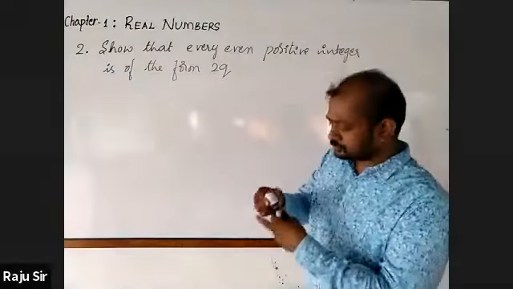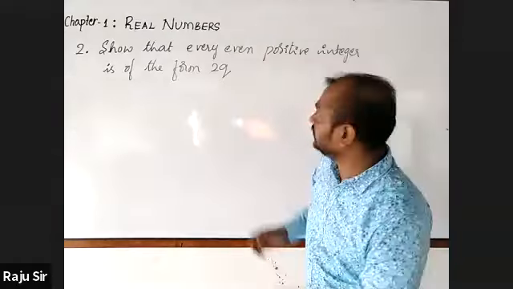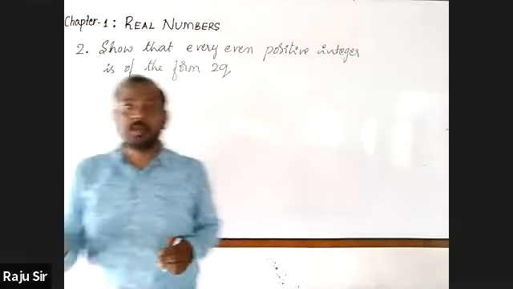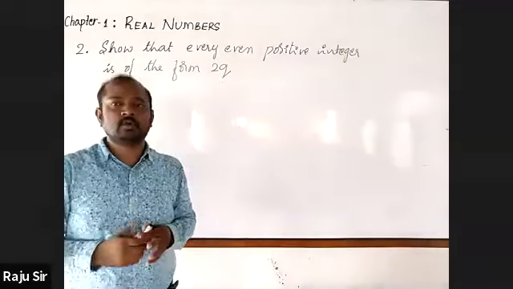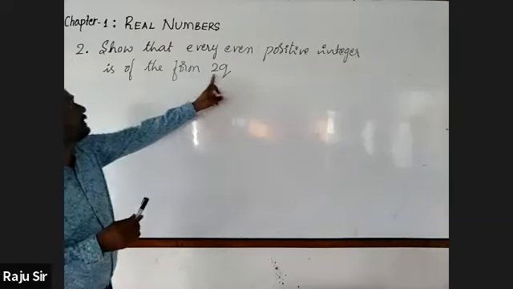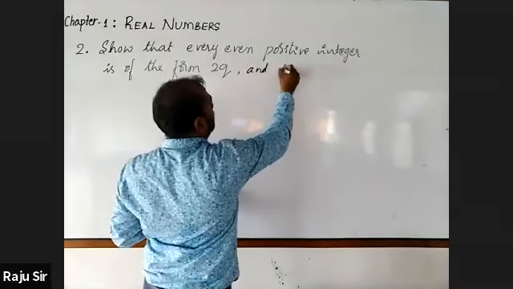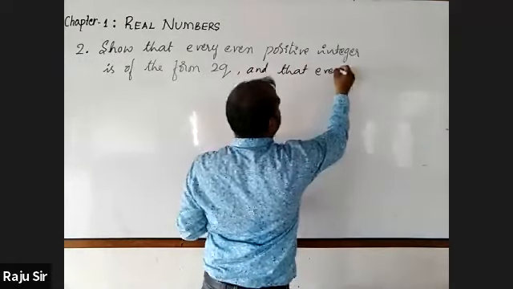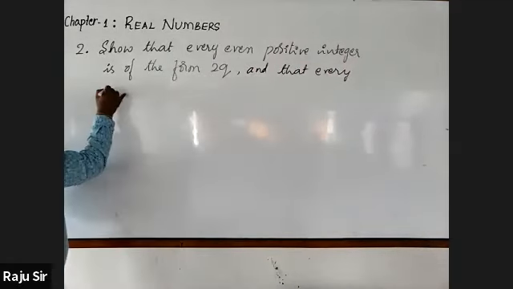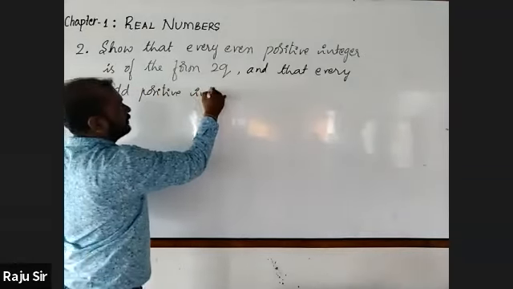Got it? They may even give you the question as show that every even positive integer is of the form 4n, 6n, 8n, and so on. I am just taking the textbook problem as they have given. It is in the form of 2q. And one more statement is there in that, and that every odd positive integer is of the form.